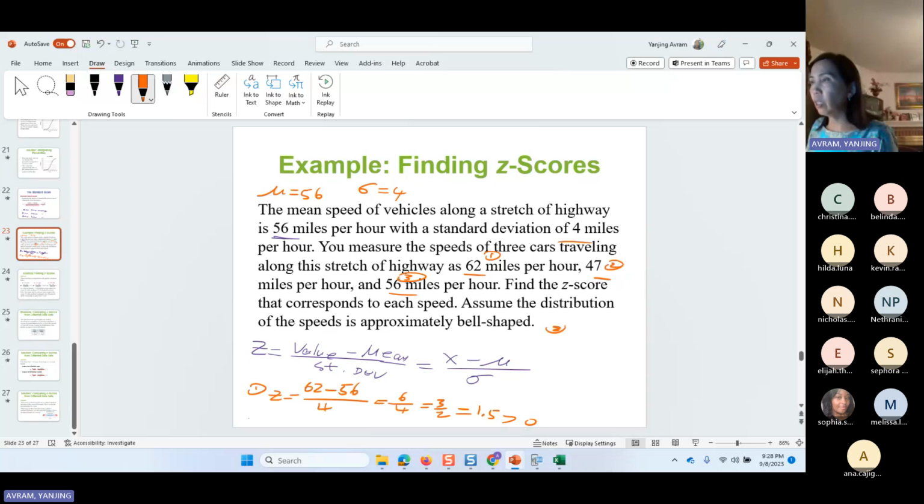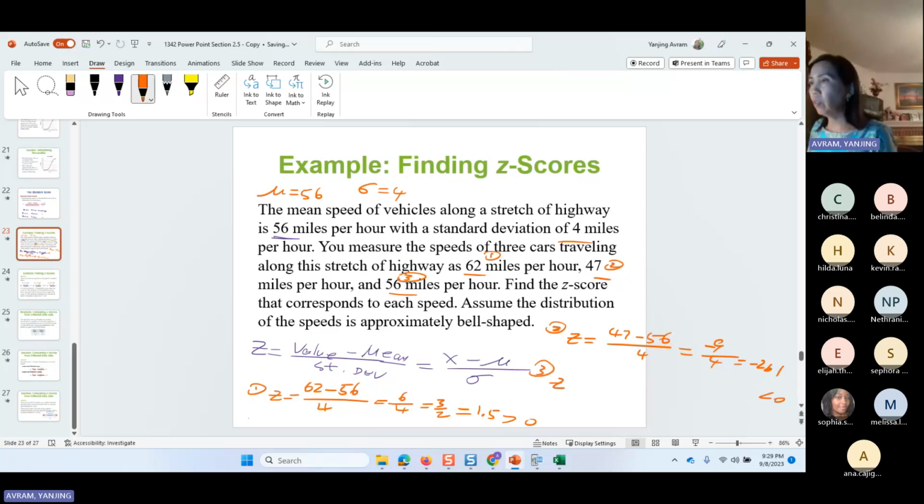All right, second one right here, my z-score, the data value is 47 minus 56 over 4. So that's negative 9 over 4, which is negative 2.1 something. So this one is less than 0, which means below average.